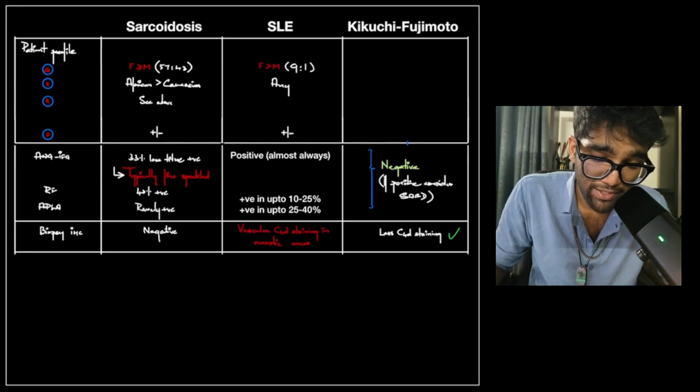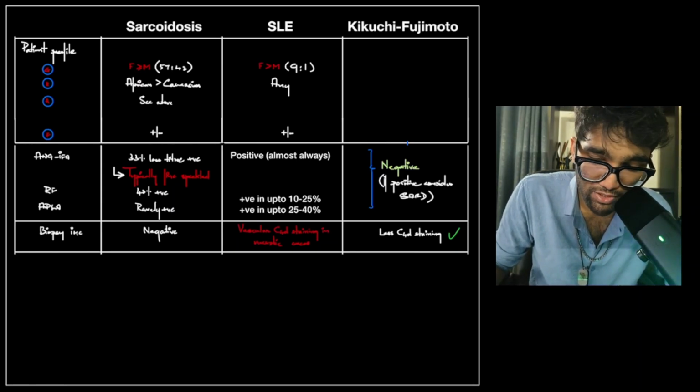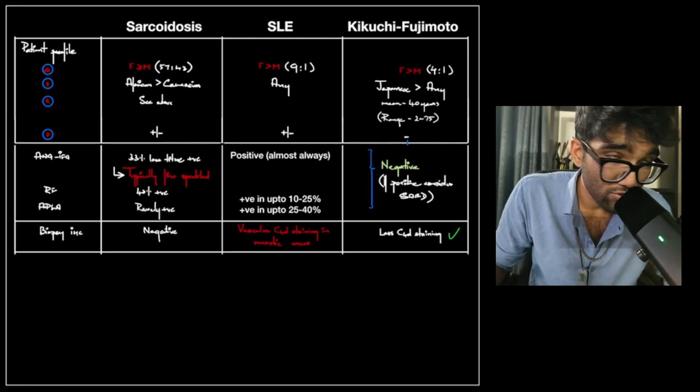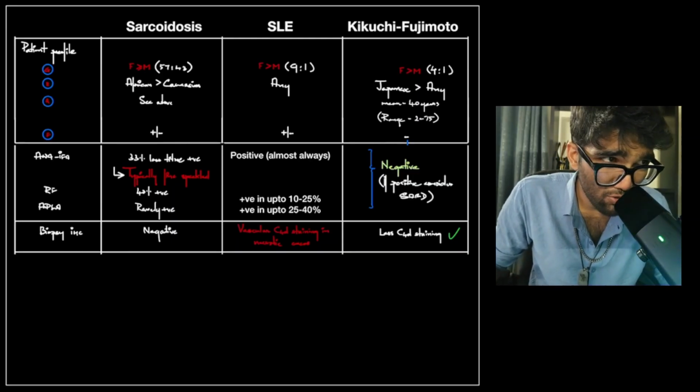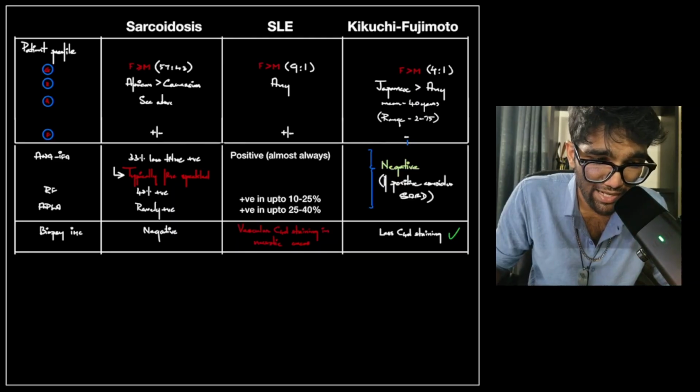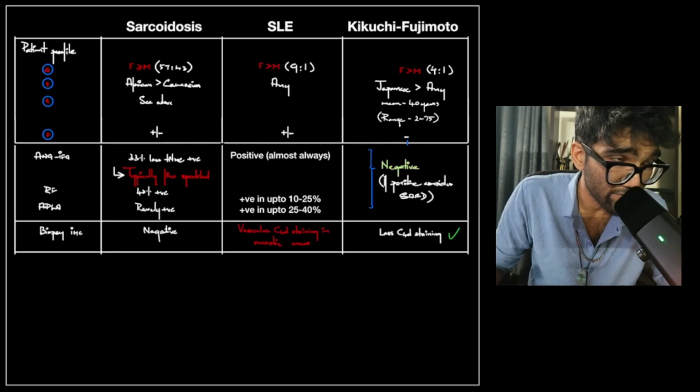There's no racial predilection per se, but yes, the severity of disease does vary depending on the racial background of the patient. Kikuchi-Fujimoto also shows a female predominance like SLE, 4 to 1. However, it is much more common in the Japanese population, though that may be due to a diagnostic selection bias. The mean age of presentation is 40. The patient is slightly older than expected for Kikuchi, but does fall within the described range of 2 to 75 years.